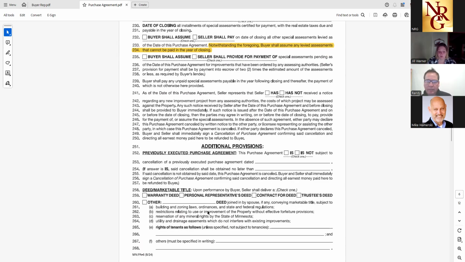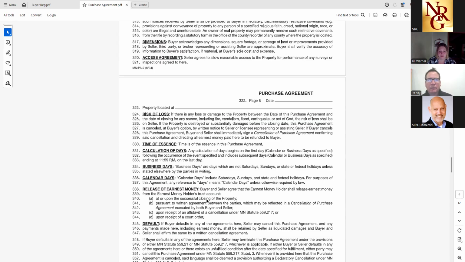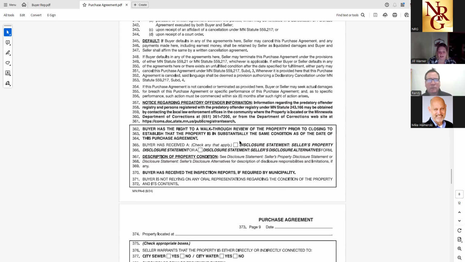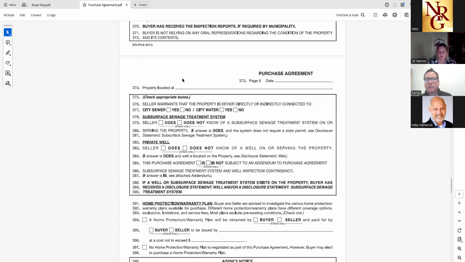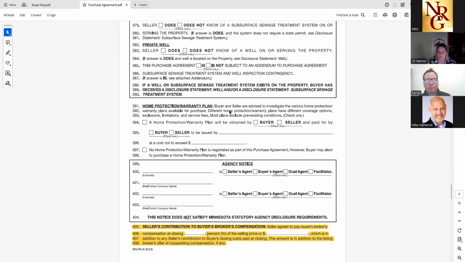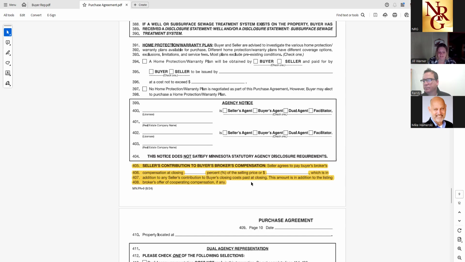Obviously you've got your warranty deeds, all of that stuff that you would check here. Possession, going through all of that. Let's see here. Obviously this box was actually added last year. I know that the disclosure alternatives are the disclosure statement. So that had changed last year. Then we go over the city water, city sewer, private well, septic, all of that information. We've got the home protection warranty there. We've got the agent and agency notice here.